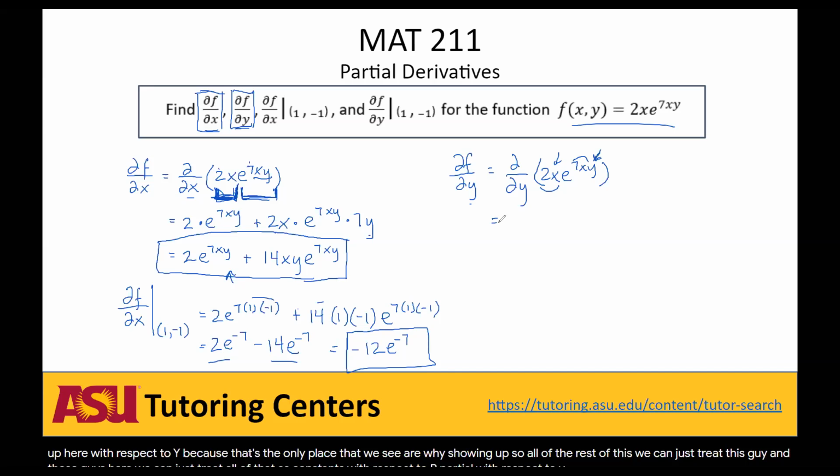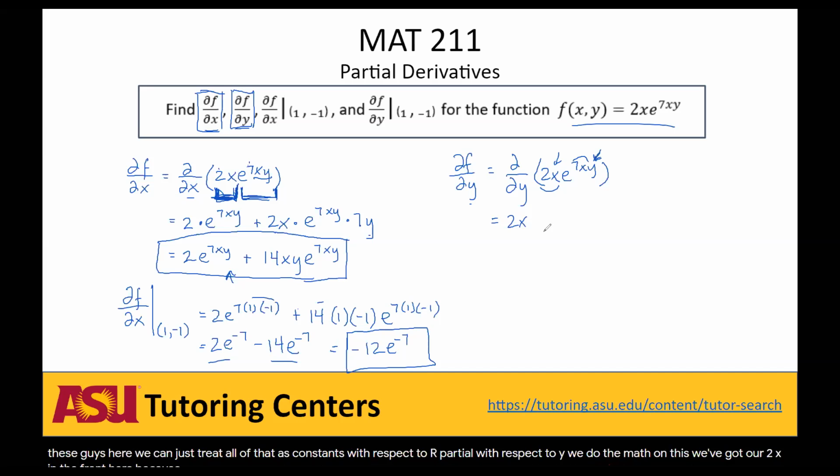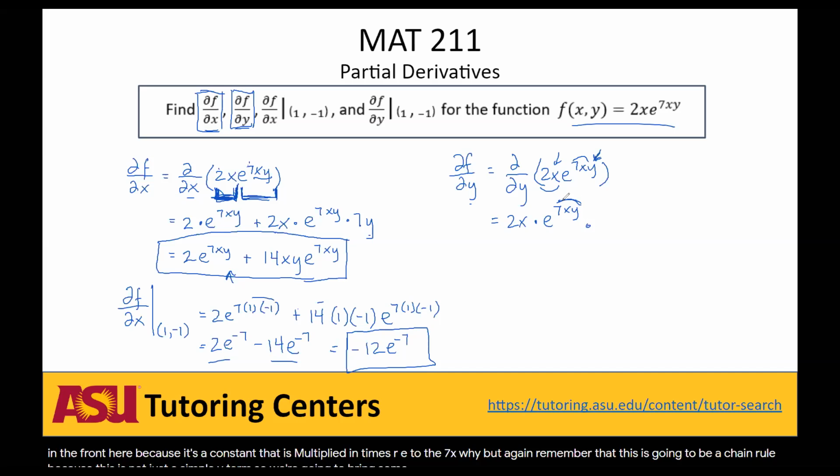So if we do the math on this, we've got our 2x in the front here because it's a constant that is multiplied in, times our e to the 7xy. But again, remember that this is going to be a chain rule because this is not just a simple y term. So we're going to take the derivative of 7xy with respect to y, and that will give us 7x because the y goes away because the derivative of y is 1.